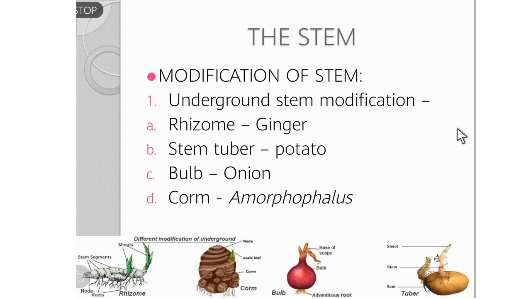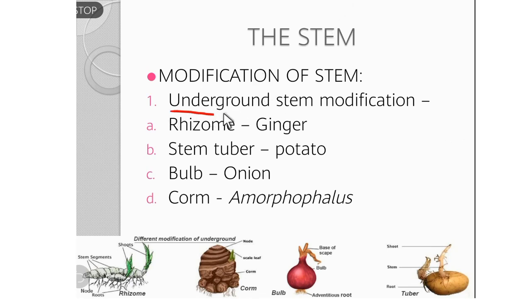Now, as in the case of root, the stem is also modified in certain ways to adapt to its environment. So we can classify stem modification into three categories. We'll be dealing with them one by one.